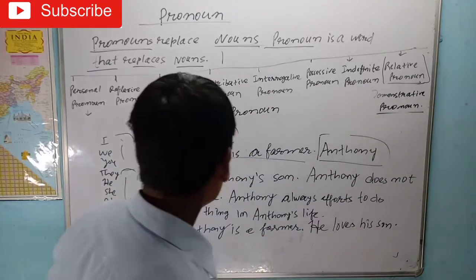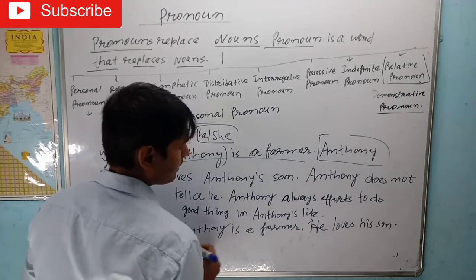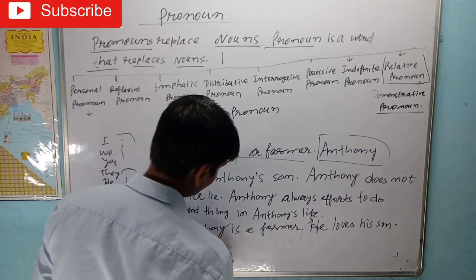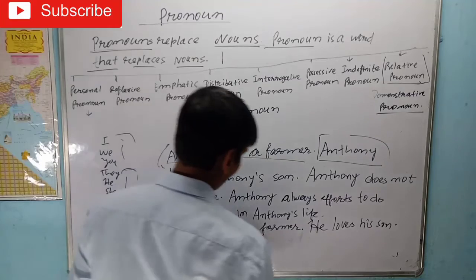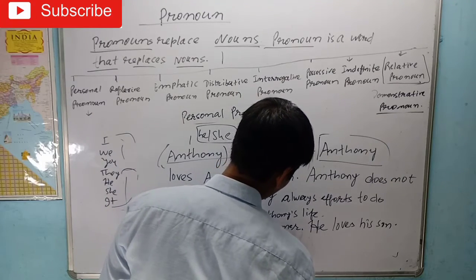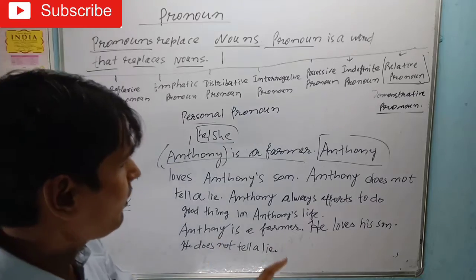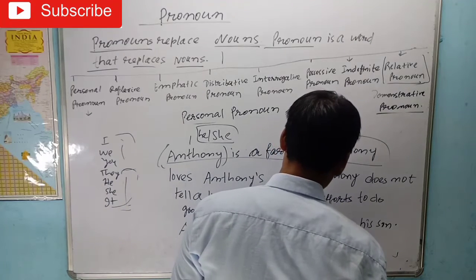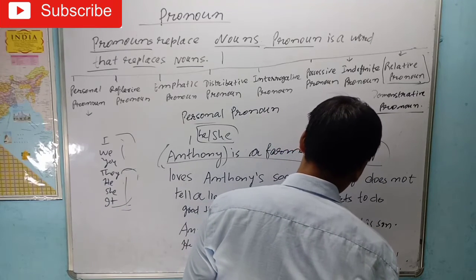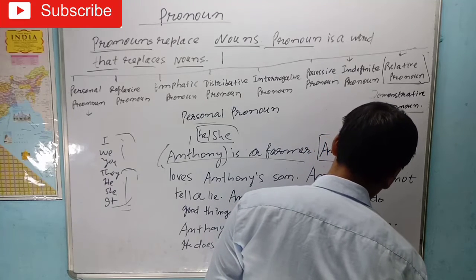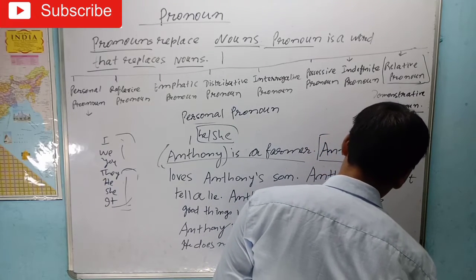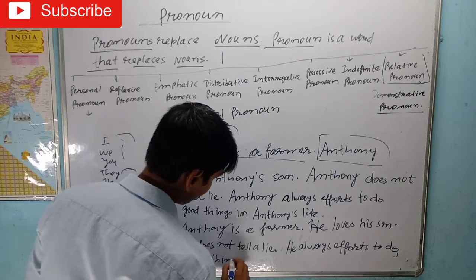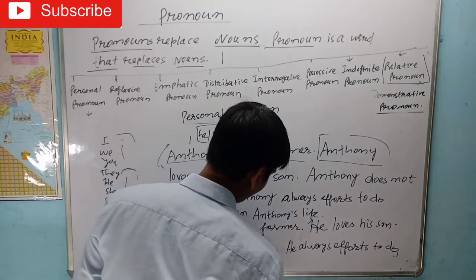Again, Anthony does not tell a lie. So again Anthony is called here, so you can write here, he does not tell a lie. Again, Anthony always efforts to do good things in his life. So you can again write that he always efforts to do good things in his life.